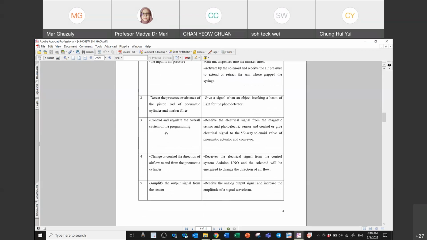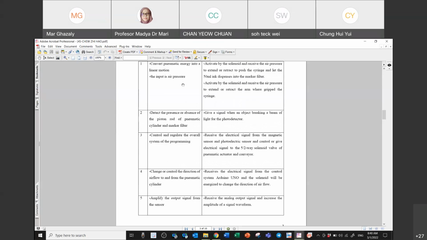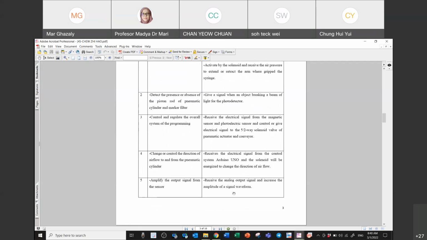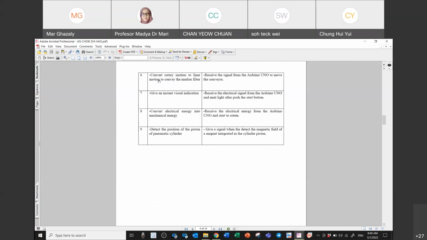I would suggest number three and four might be almost similar because they are talking about the pneumatic actuator there. If you give this answer to me, I will only give 1 mark for either three or four. It's not going to be add-on marks. If it's redundant, you will get only 1 mark. Number five, amplify the output signal from sensor. Okay, this one is okay, on the signal processing.